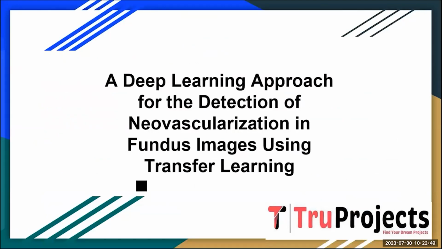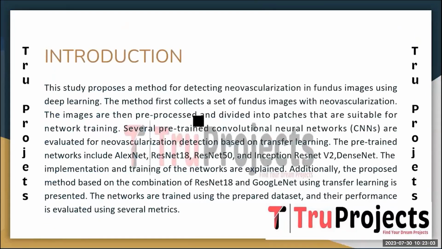Projects. In this video, we are going to explain a project titled A Deep Learning Approach for Detection of Neovascularization in Fundus Images Using Transfer Learning. This study introduced a novel approach to detect neovascularization in fundus images. By leveraging deep learning techniques, initially a collection of fundus images featuring neovascularization is gathered. These images undergo pre-processing and are subdivided into patches suitable for network training.